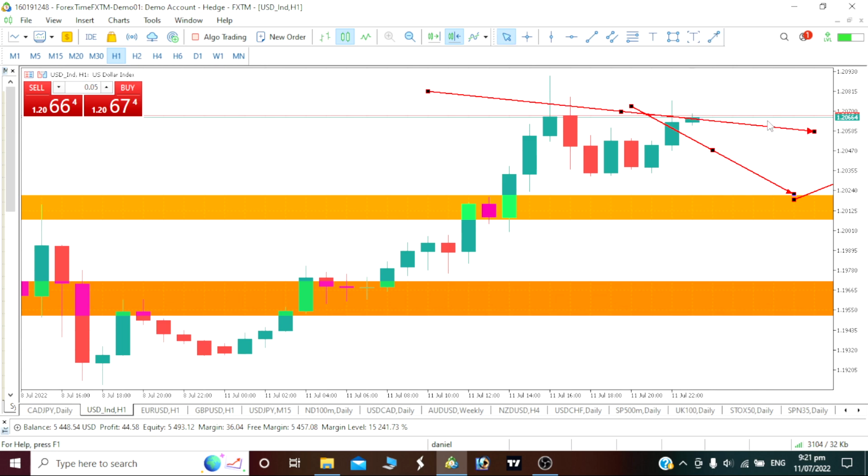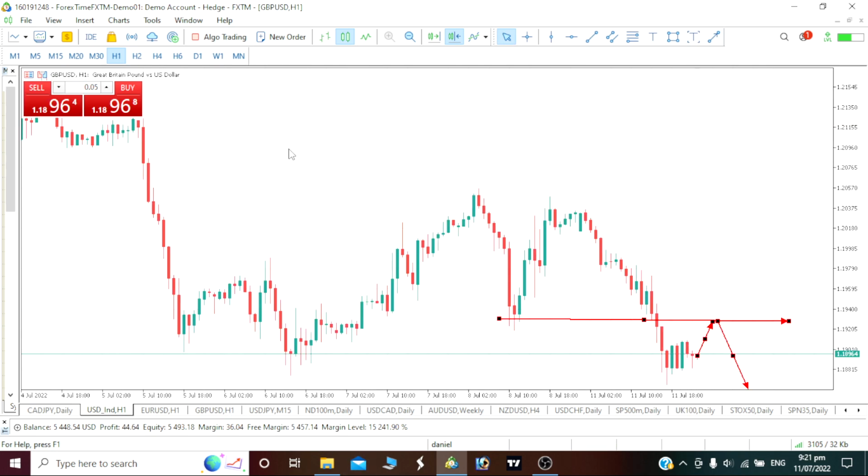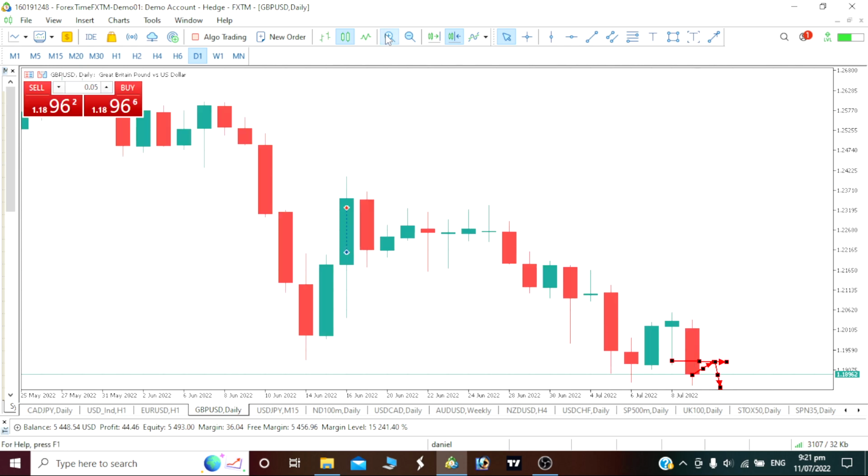So that is the analysis. We are still on a bearish move on our pound USD for the day.